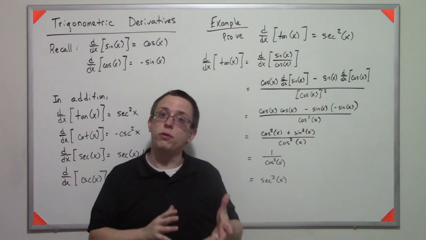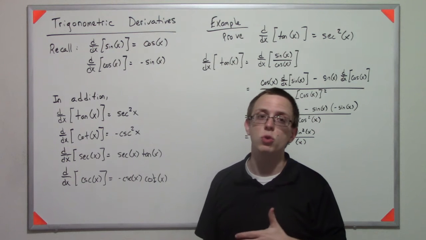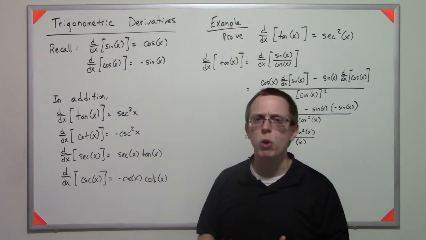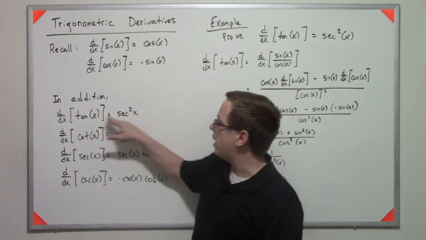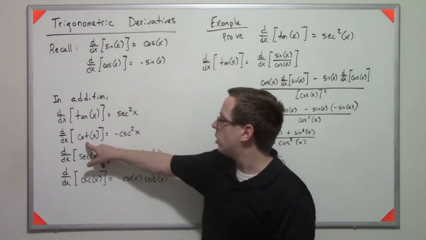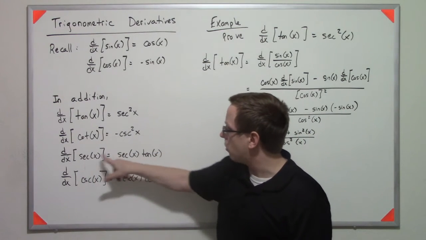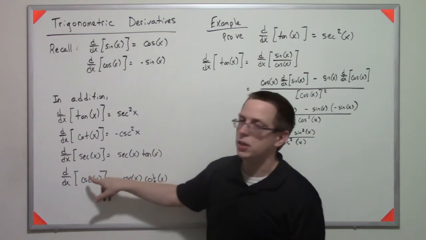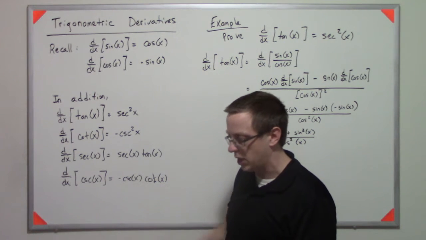Now, to find the derivatives for the other four basic trigonometric functions, what we find is that we can use what we know, specifically with the quotient rule, to derive all four of these. So tangent of x derives to secant squared, cotangent of x derives to cosecant squared, secant derives to secant of x tangent of x, and cosecant of x derives to negative cosecant x times cotangent x.